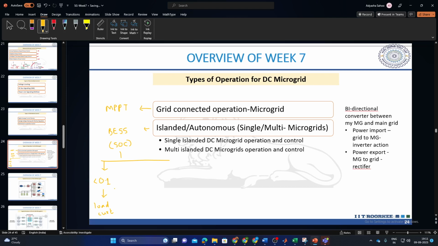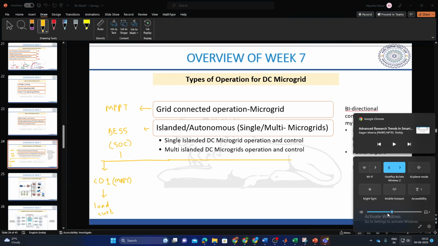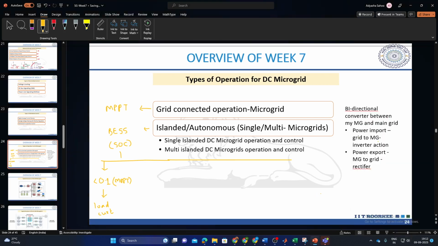Basically, because this battery also has some charging and discharging limitations. Let's say my SOC is below some threshold, let's say it is below 0.1, which means I don't have energy now. That means I have to do curtailment of loads, because I can supply power only to the critical loads. I don't have enough energy, and in this case we can also go for MPPT mode of operation of the renewables, because we want power here.